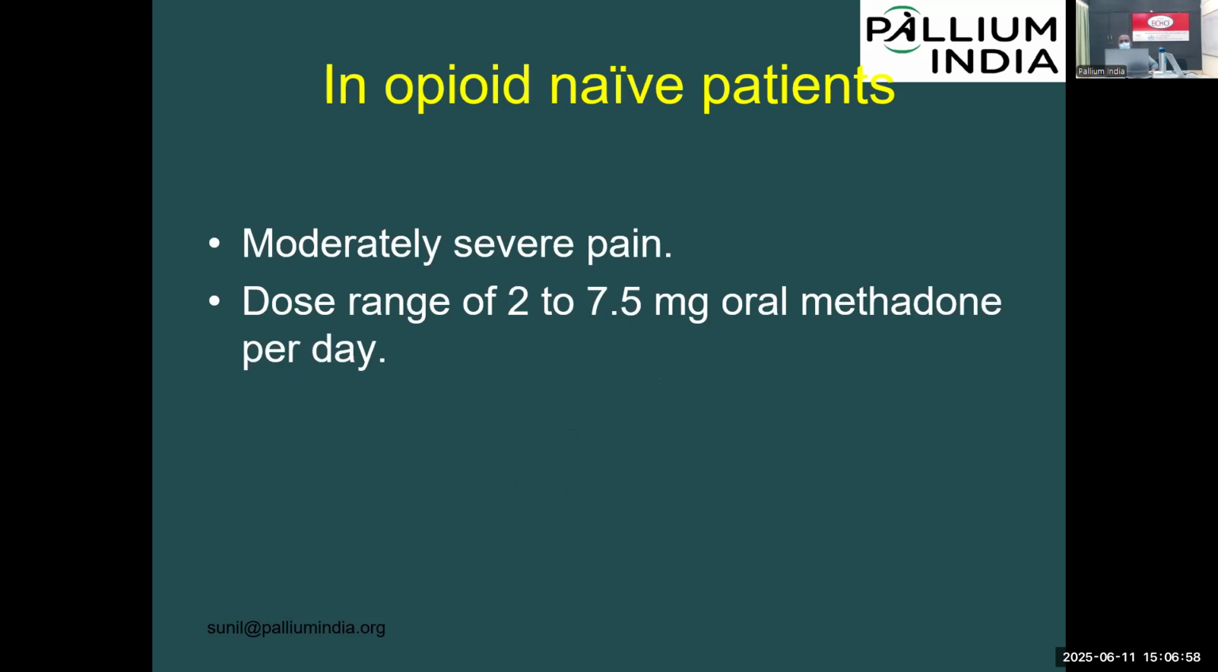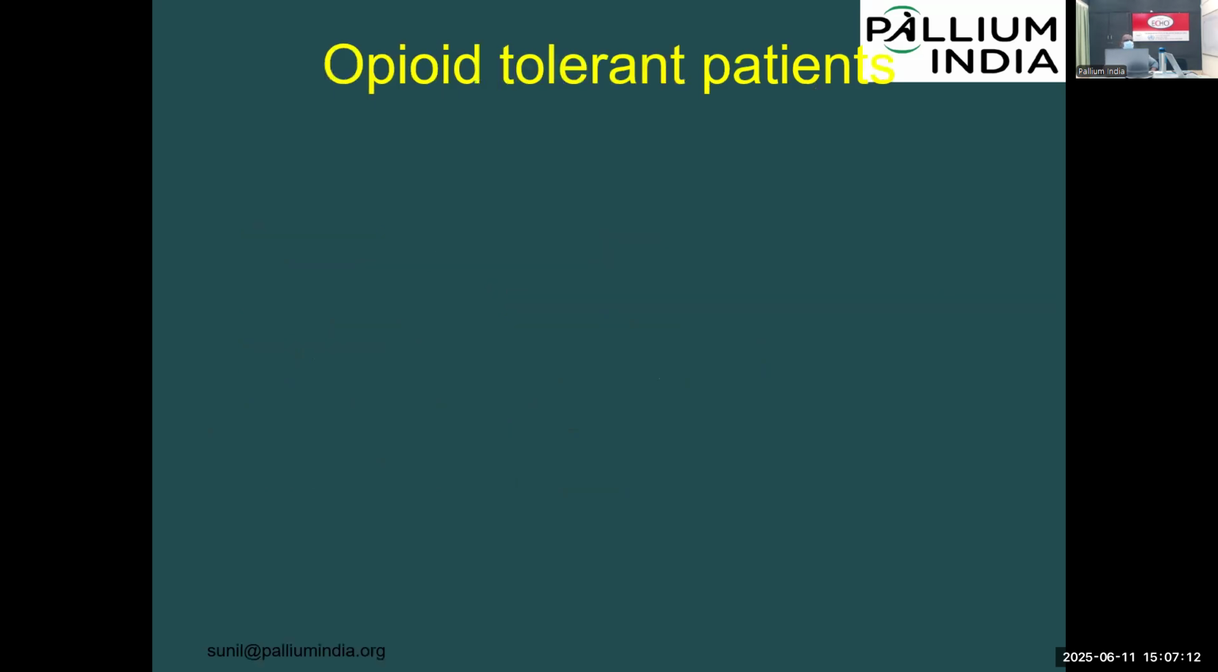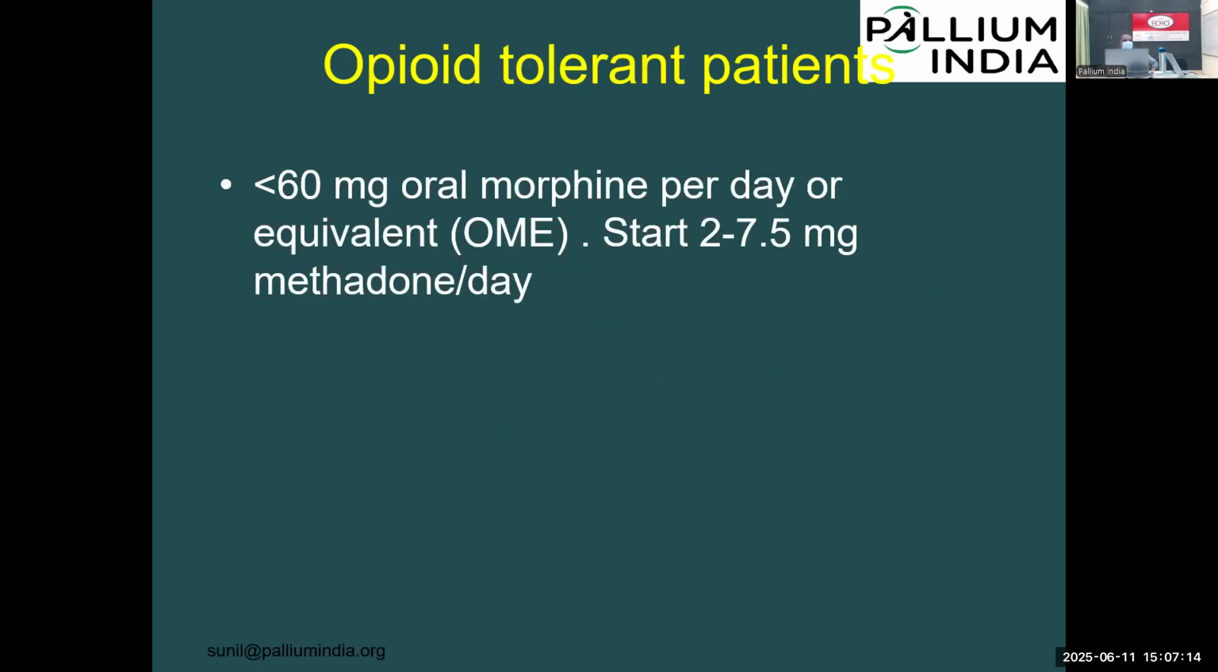And what is the dose of methadone we can use? Patients who are not taking any opioids, in such patients, we can use methadone from 2 to 7.5 milligram per day. And if the patient is taking less than 60 milligram of oral morphine per day, this is in opioid naive patient, it is 2 to 7.5 milligram. If the patient is taking morphine between 60 to 199 milligram, and if the patient is less than 65 years, then we have to use a conversion ratio of 10:1.